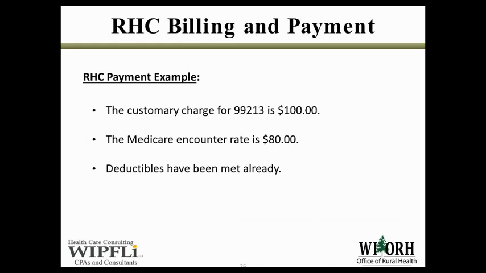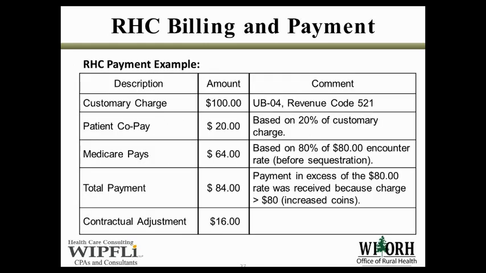I want to walk through briefly an example of a claim that would be paid under the rural health clinic methodology. If we had a particular visit, for example, where a customary charge was $100, under the rural health clinic methodology, Medicare coinsurance for that patient is based on 20% of the customary charge. So if we have a $100 visit charge under Medicare RHC billing and reimbursement principles, patient coinsurance is 20% or $20 for that particular encounter.